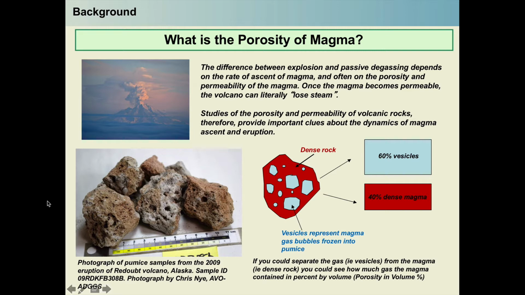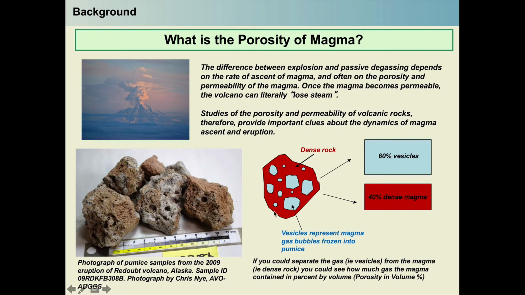So again, if we go back to this pumice, you can see that it's full of holes. We call those vesicles. When the pumice is quenched and turns into a volcanic rock, the vesicles represent the gas that was once present in that magma as it rose to the surface and fragmented during an explosive eruption.